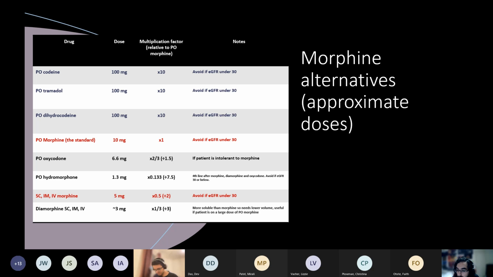Hydromorphone is your sort of fourth line, and then diamorphine, which is heroin, is 3 times as strong as oral morphine.